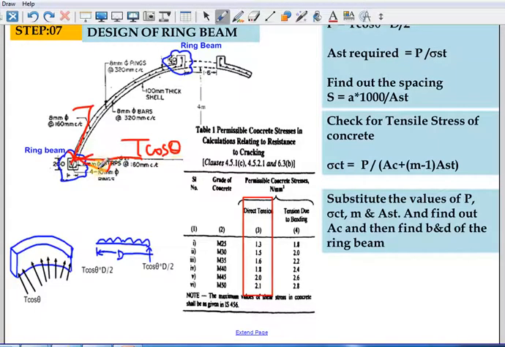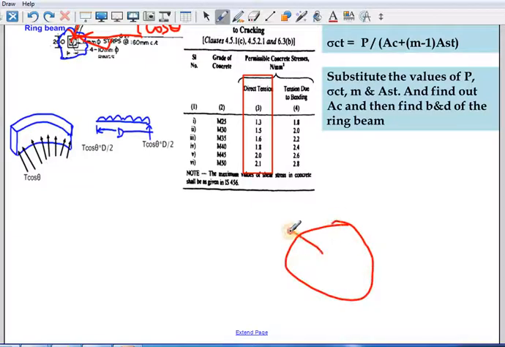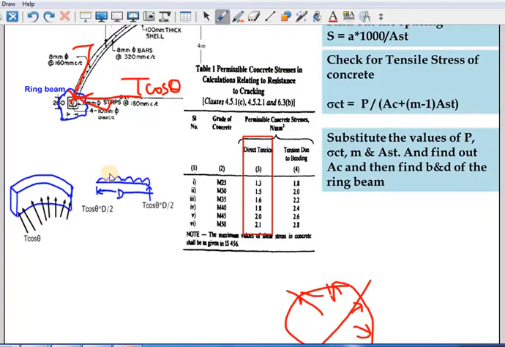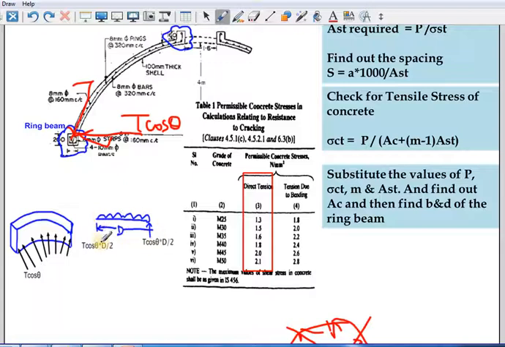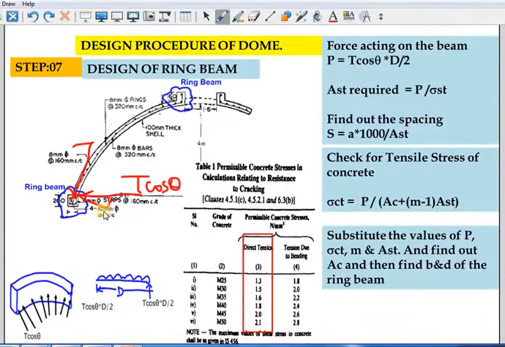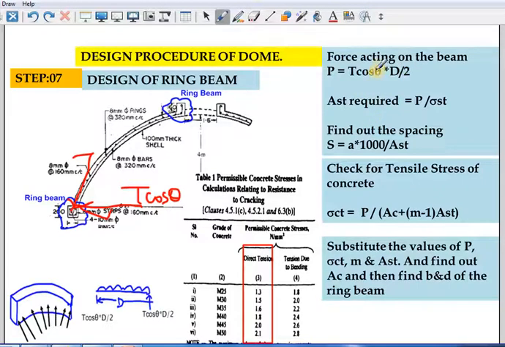So this T cos theta will be the one applied on the beam for the full dome. If the dome is like this, then in all the dome directions it will be applied like this, T cos theta everywhere, all over. So we'll be taking only the half actually. You can consider it like this. So T cos theta full and half is, so the maximum value of the reaction will be T cos theta D by 2. For this T cos theta D by 2, we should design the beam. So the force acting on the beam will be P is equal to T cos theta D by 2.